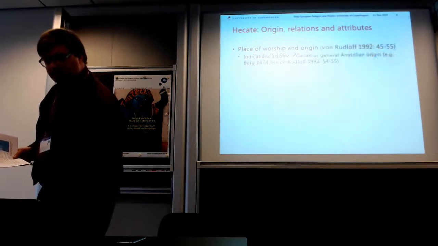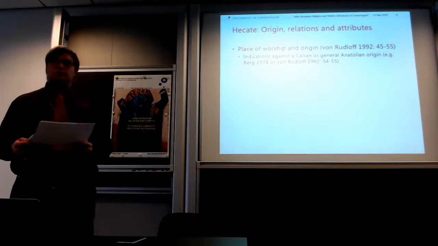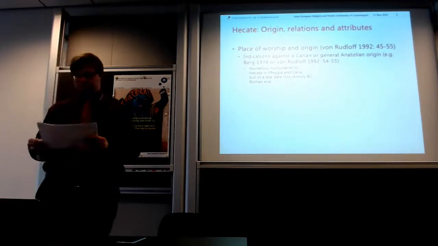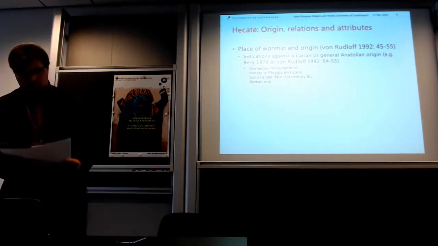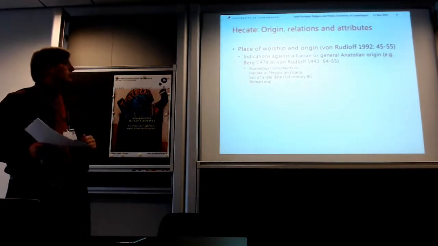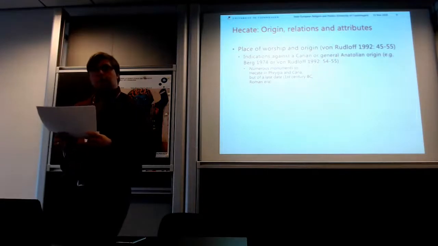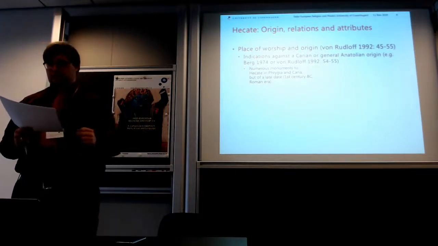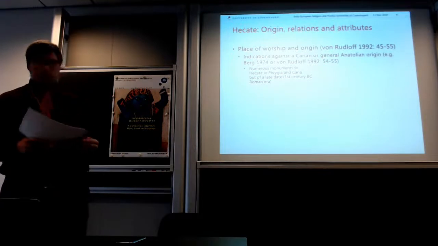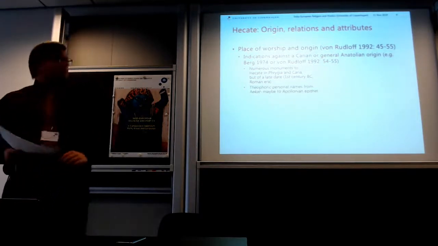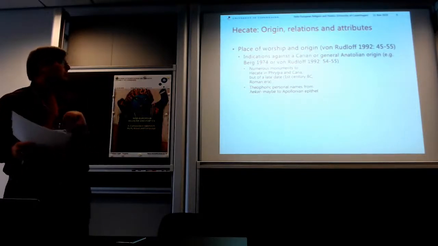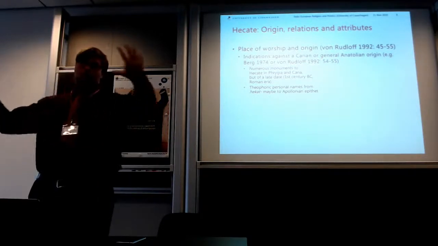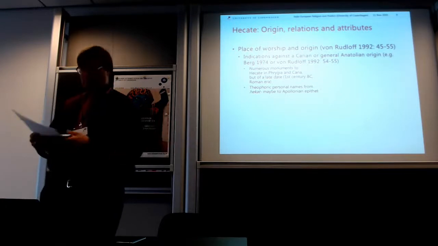All right, but there are also indications against a Carian or general Anatolian origin. First of all, as von Rudloff mentions, there are indeed numerous monuments to Hecate in Phrygia and Caria. That's true, but they are of quite a late date. They date around the 1st century BC, in the Roman era in the area. Also, as von Rudloff mentions, all of these theophoric personal names from Hecate may actually belong to the Apollonian part of it, because Apollo was also strong in the area, for instance, Hecatos Nessos there.